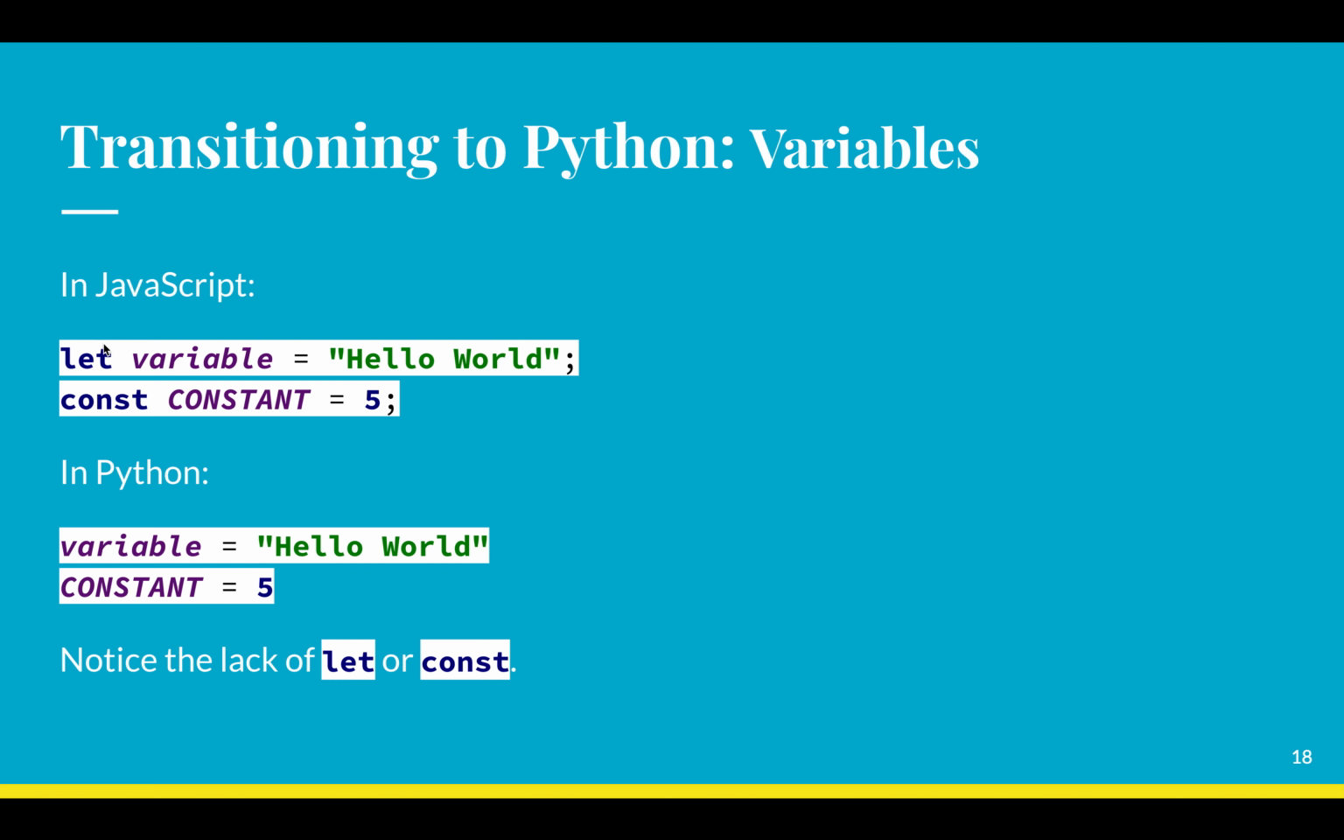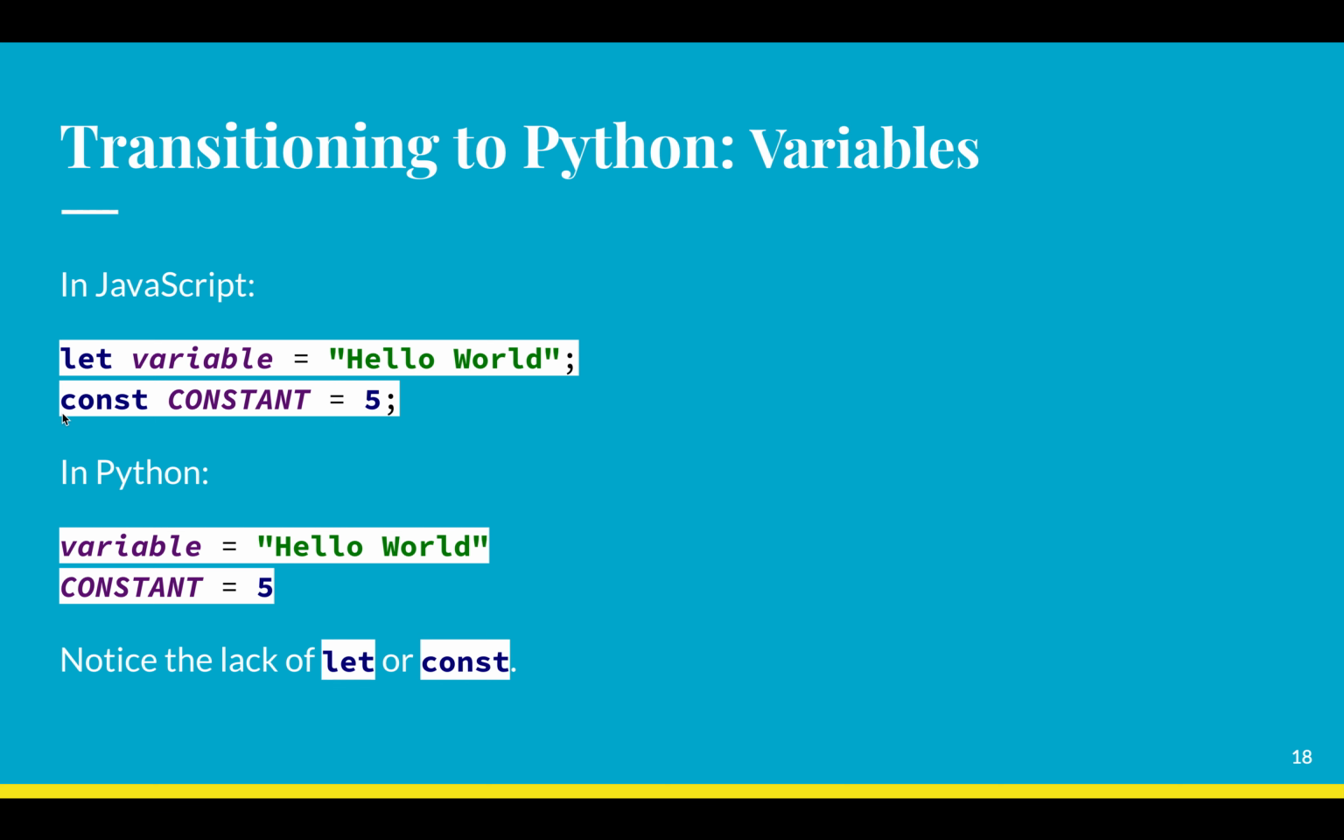In JavaScript, when we declare variables, we have this let keyword that appears before the variable name that we want to use. In Python, we just say variable. There's no let or anything in front of it. And then we just put the variable value that we want. Again, note the lack of semicolons.